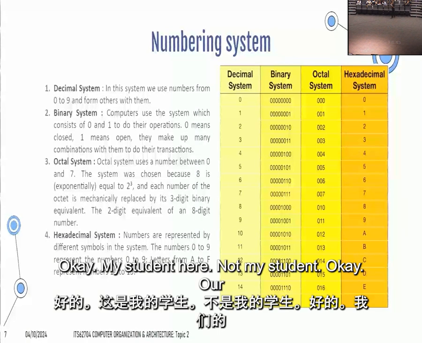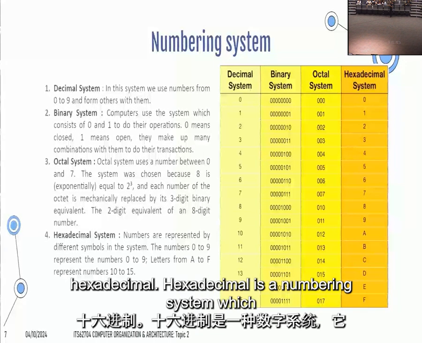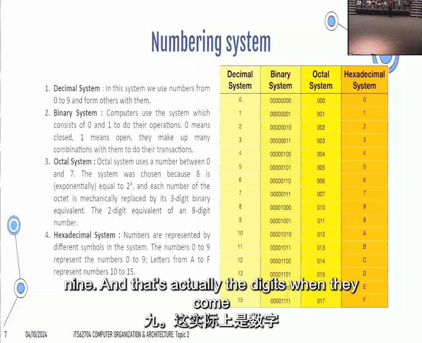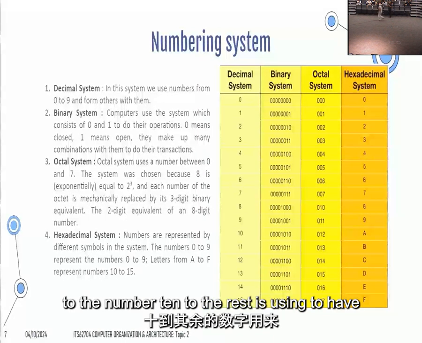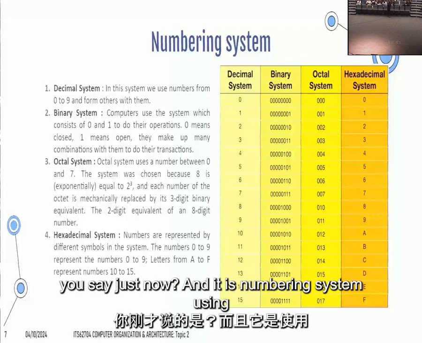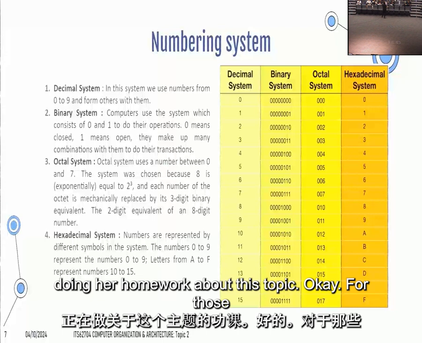Our friend here said that she knows about hexadecimal. Hexadecimal is a numbering system which goes from 1 towards the number 9, and those are the digits. When they come to the number 10, the rest use alphabets like in that column. And it is a numbering system using base 16. That's correct. So I know she's been doing her homework about this topic.